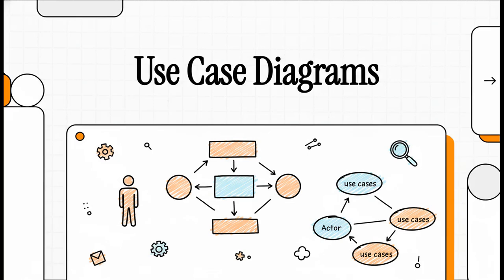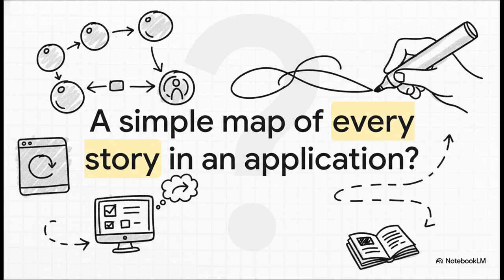Hey there. Let's spend the next few minutes together exploring a really simple, but honestly, a super powerful way to understand how any system works from the inside out. So, what if you could draw a simple map? A map for, well, every single story that could ever happen inside an app or a system. I'm not talking about complicated code or anything like that. I mean, literally just a simple story. That's the whole idea we're going to unpack together today.